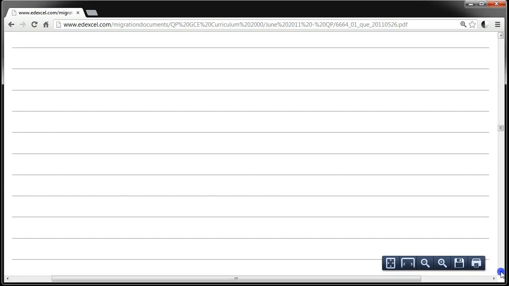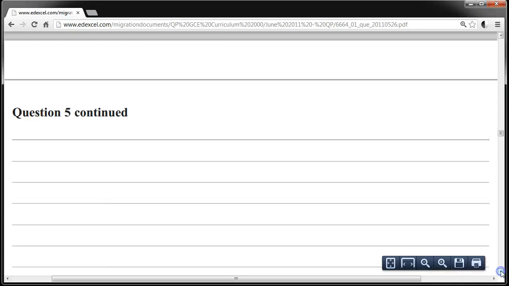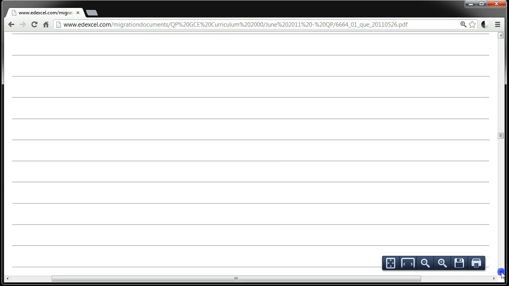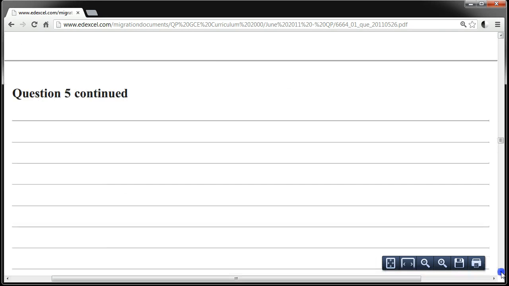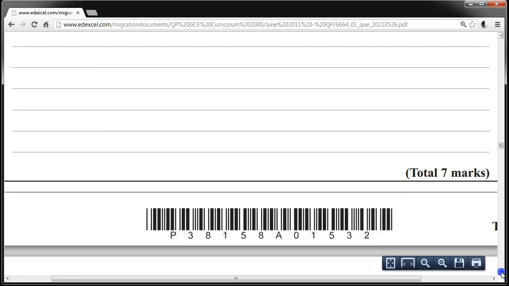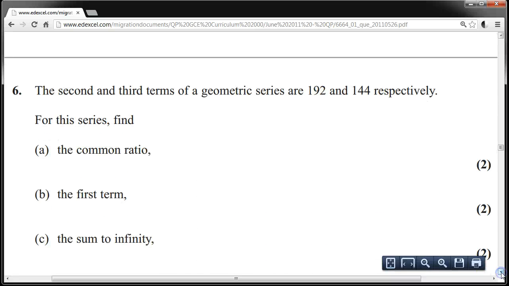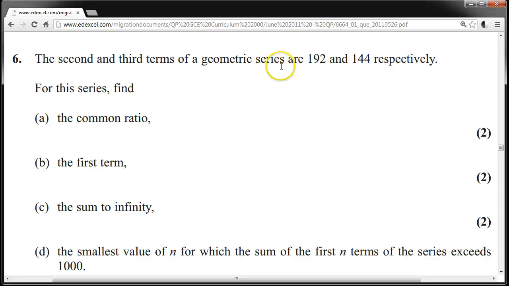Okay, so that's that question, which I think is slightly awkward in that particular part that I took a bit of time to talk about. So let's move on to the next one now. Geometric series, geometric progression, 192, second and third terms. Find the first term, common ratio, sum to infinity.